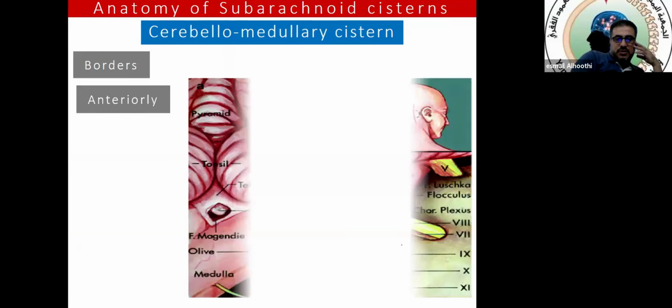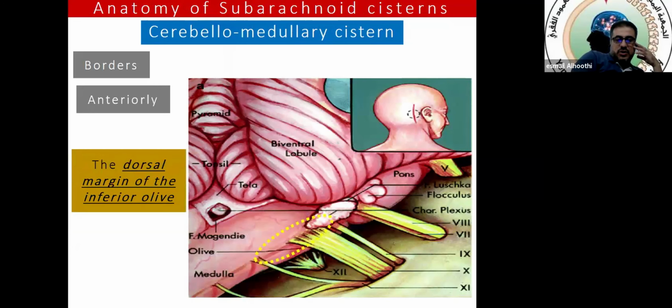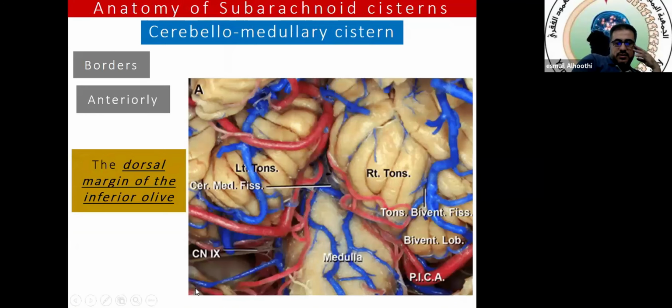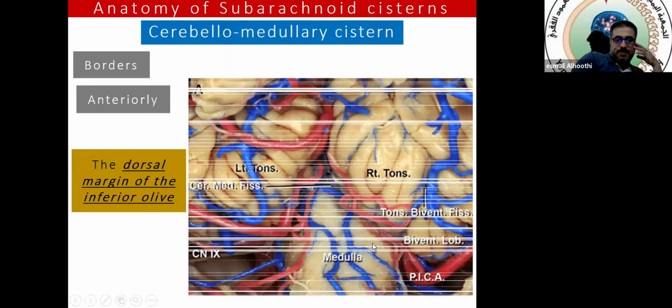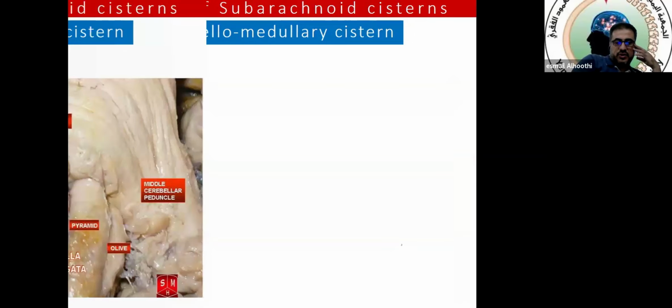The anterior border of the cerebellomedullary cistern is the dorsal margin of the inferior olive, as we talked. Just here, this is the dorsal part of the olive. It's just located dorsal to it. This is another picture. It's just located dorsal. So the anterior margin or the anterior border of the cerebellomedullary cistern is the dorsal margin of the inferior olive.